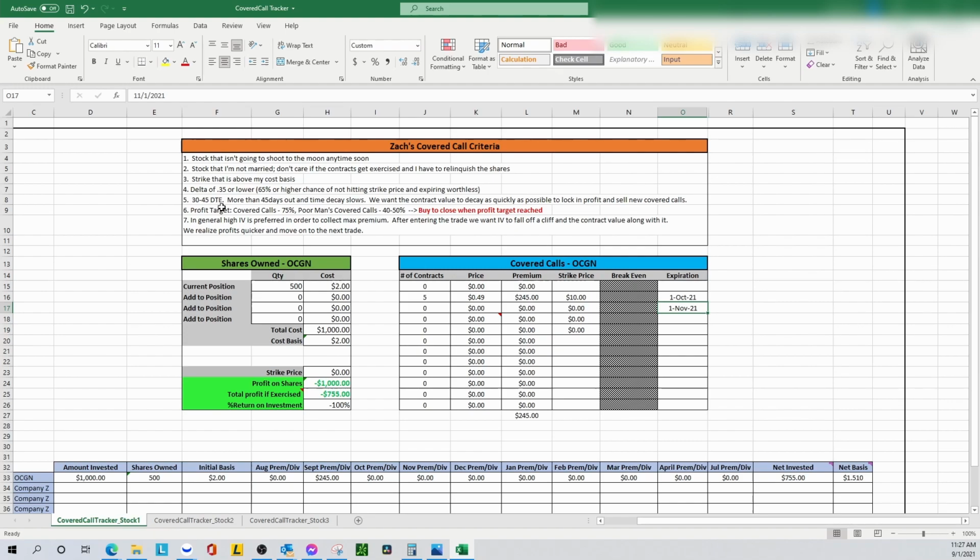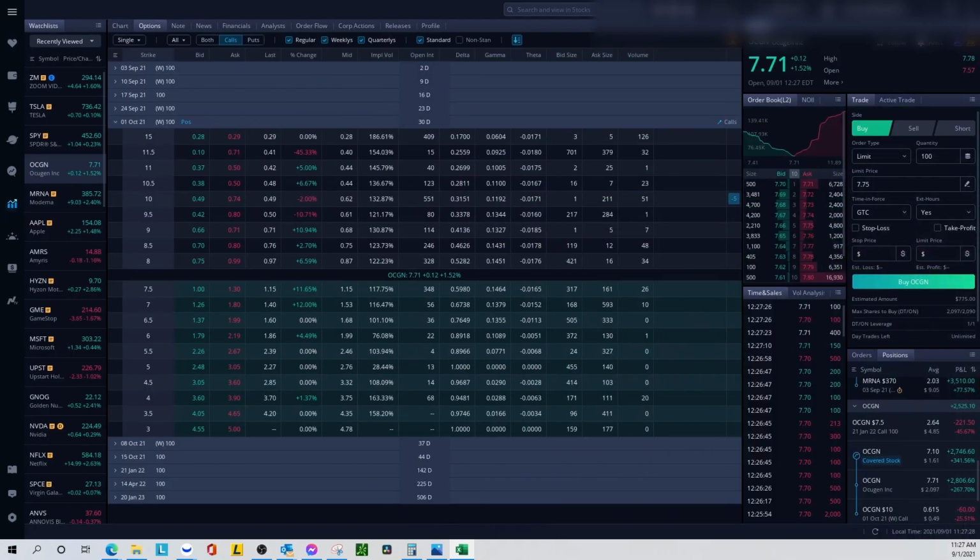30 to 45 days to expiration is what I normally choose. And so that's what I did. Today being September 1st, I looked at the October 1st options chain, and again, my criteria was 0.35 or lower. And so I chose the $10 strike, and at the time, I collected 49 cents per contract. So 49 cents per contract times 100, $49 per contract times 5 contracts, and that's where the 245 came from.